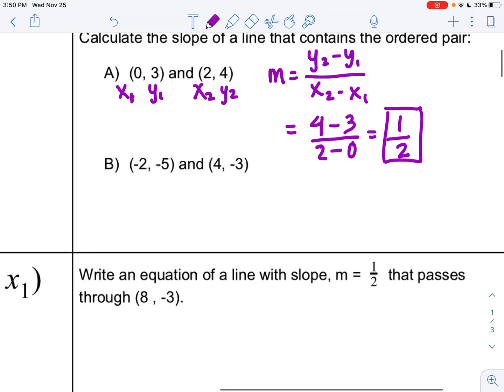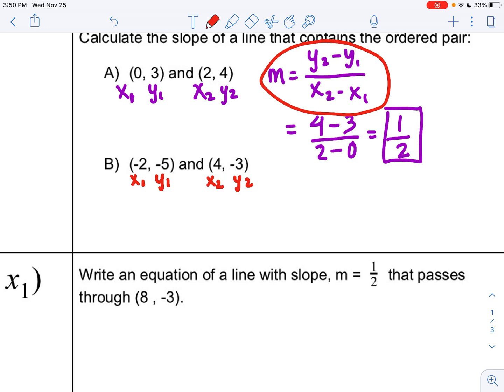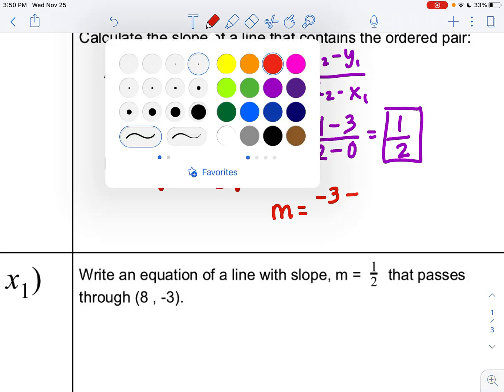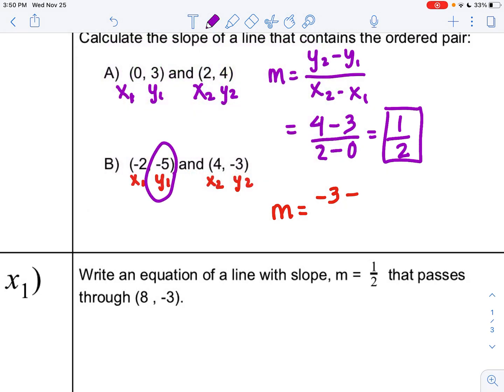Okay, same thing here. So I'm going to label it again. x1, y1, and x2, y2. And I'm just going to look at this formula. I'm not going to write it down again. So my slope's going to equal y2 is -3 minus, now this is where students mess up. y1 is -5, right? So when we write -5, don't forget that minus right here was already in the formula, right? y2 minus y1, and my y1 here happens to be a -5. And then over x2, which is 4, minus x1 is -2.